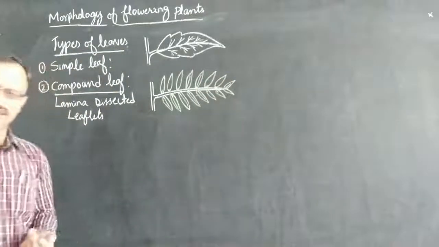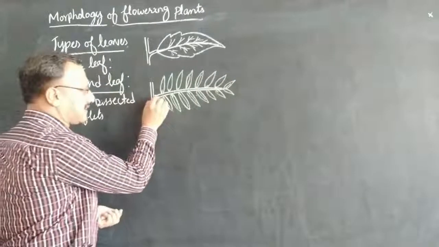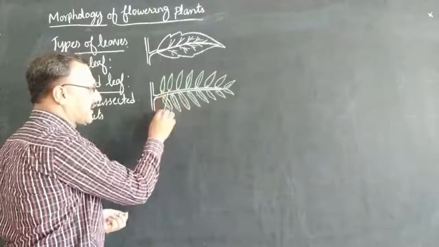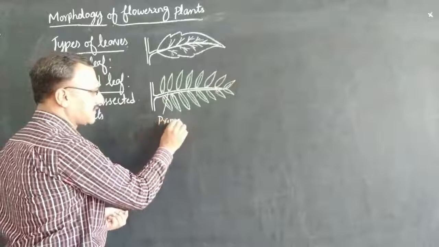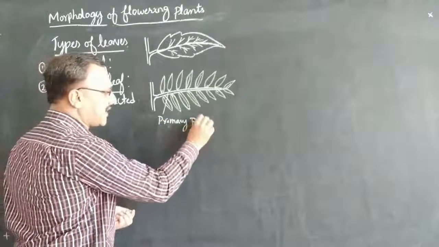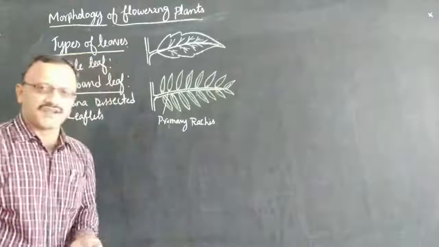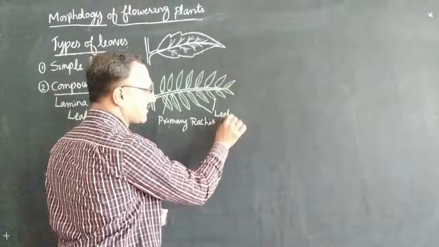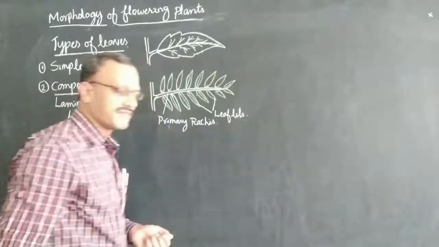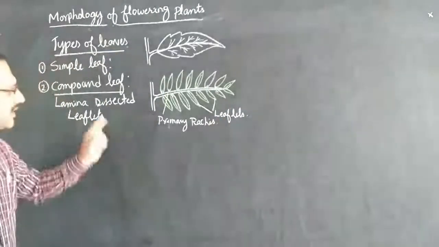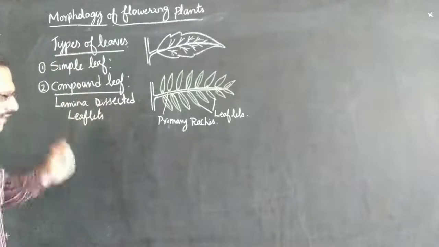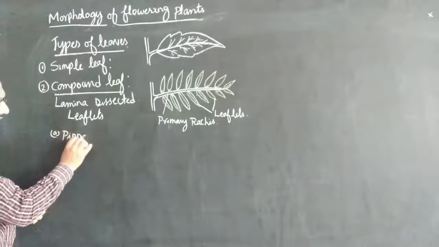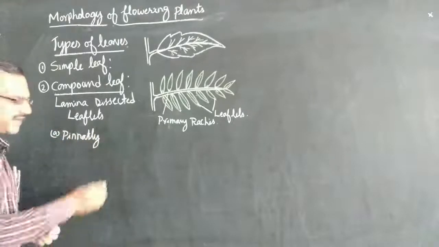So it is a single leaf here actually, but it is dissected. This is the leaf base, and the petiole continues to form a primary rachis, on which a number of leaflets are arranged. So such type of leaf is called a compound leaf. There are two types of compound leaf. One is pinnately compound leaf.